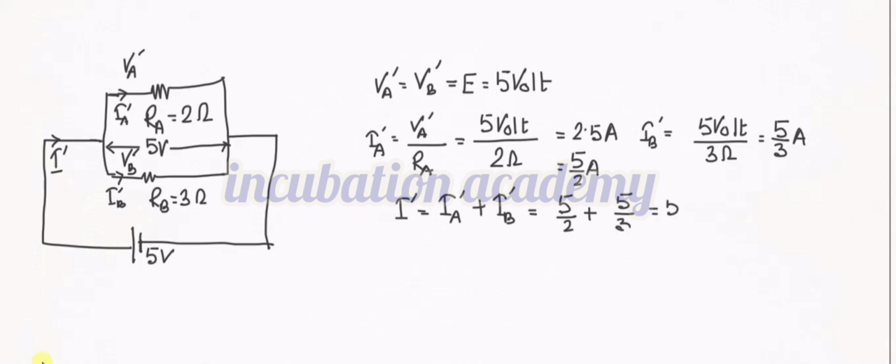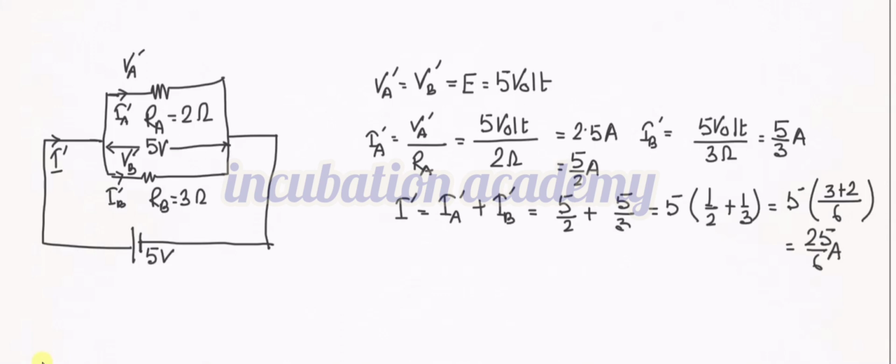So we can simply take this 5 common. So we can say 1 by 2 plus 1 by 3. So 6 is the LCM, so it is 3 plus 2, and that becomes 25 divided by 6 ampere. 25 by 6 ampere is the total current. And this current is divided into two parts, not equal: one is 5 by 2 ampere here, and there is 5 by 3 ampere here, and again there it is joined and again forms the I prime.